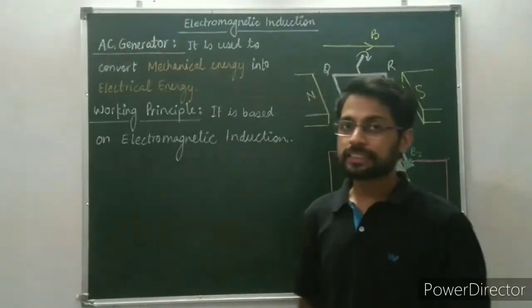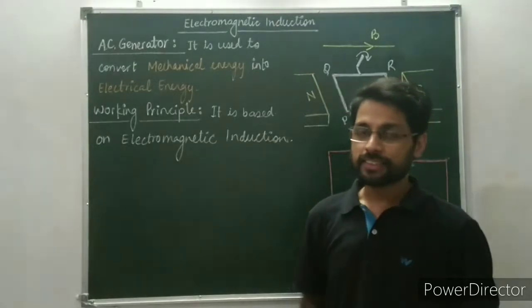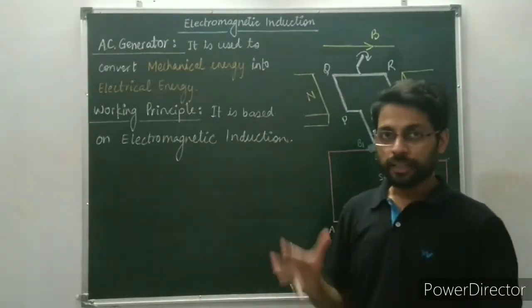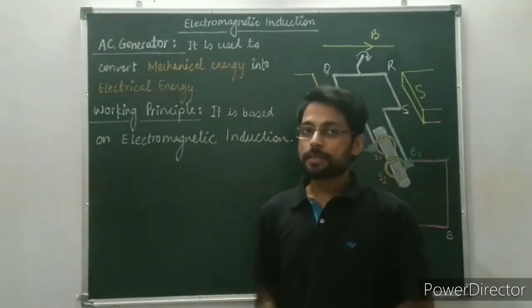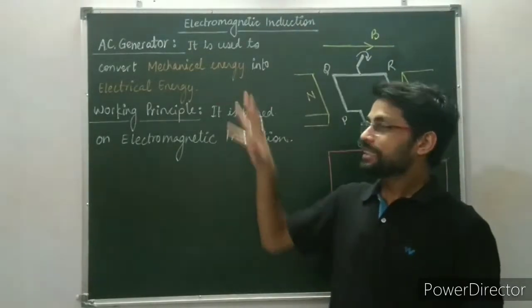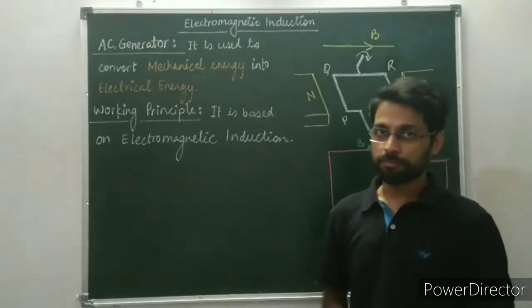Now I'm going to discuss AC generator. AC generator is a device which is used to convert mechanical energy into electrical energy. Working principle. The working of AC generator is based on electromagnetic induction.